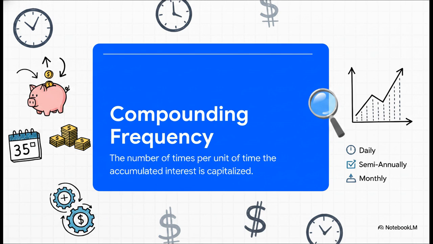This is just the number of times per year that your accumulated interest is capitalized, which basically means it's officially added to your principal balance. The basic rule of thumb here: the higher the frequency, the larger the exponential effect. So, savings accounts typically compound daily. Meanwhile, mortgages might compound semi-annually, and credit cards often compound monthly. Basically, the more frequently it compounds, the faster that balance is going to grow.